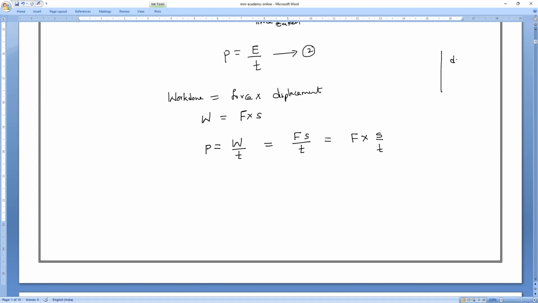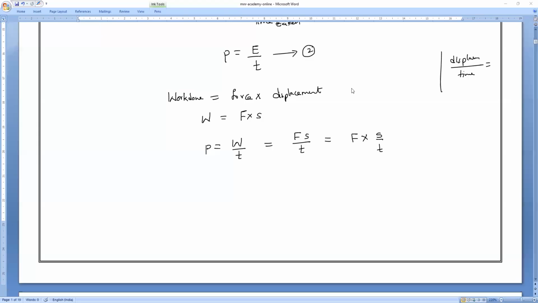So now, all of you, displacement divided by time. Am I audible, everybody? Yes, sir. I think the network is coming and going. So we all know that power equals work done by time, and work done means force into displacement. So power is force into displacement divided by time. Now I'm writing, all of you verify. Can I write it or not, everybody? Is anything wrong? Please say, guys. If you say okay, it is.